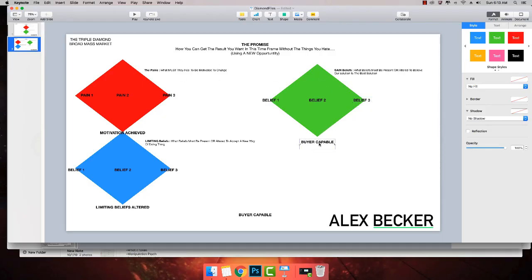Boom. Person is now a person that was just walking around Whole Foods on their cell phone, saw an ad with me in my garage. Now is a person that's capable of buying a Shopify program. They're now buyer capable in this instance.